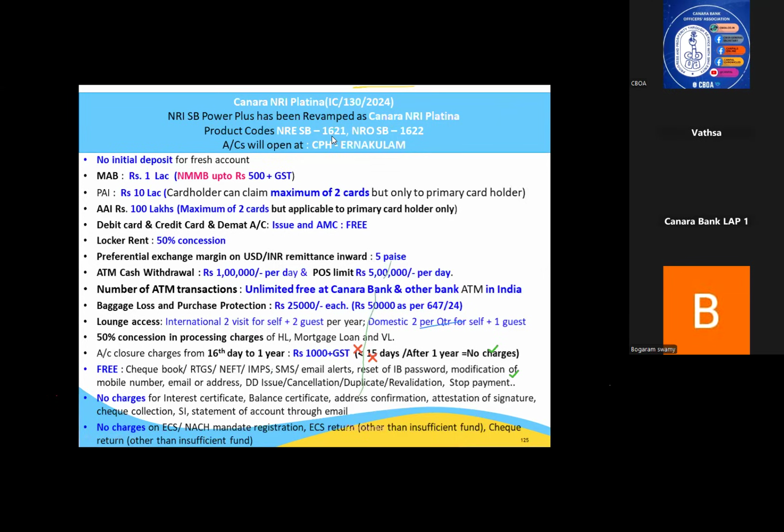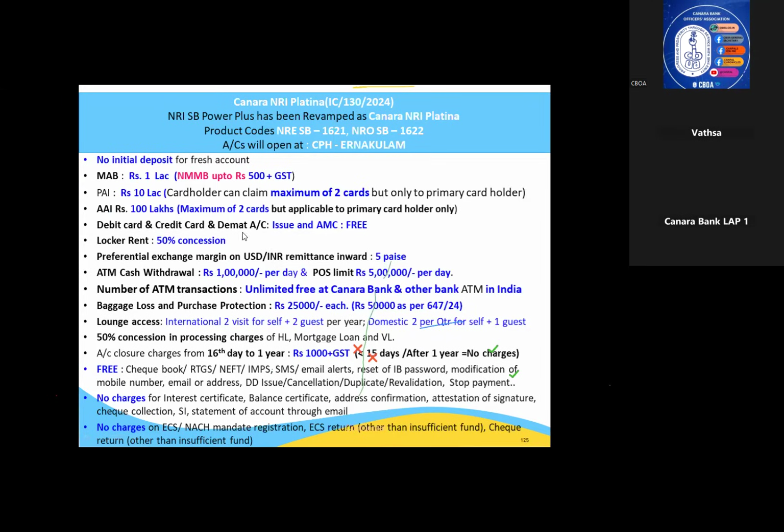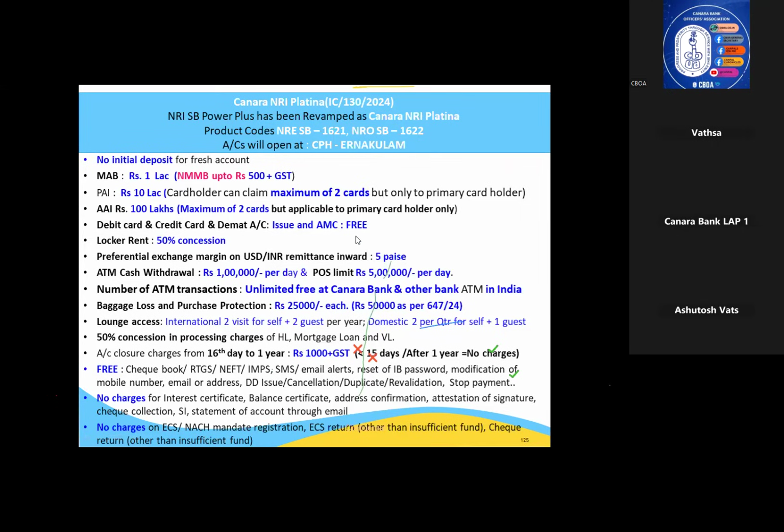It is 1621 and 1622 now. Accounts will be opened at CPH Ernakulam. No initial deposit. Minimum average balance should be 1 lakh. Personal accident insurance of 10 lakhs can be given. Our accidental insurance, 100 lakhs. Debit card and credit card, demat account, it is free.